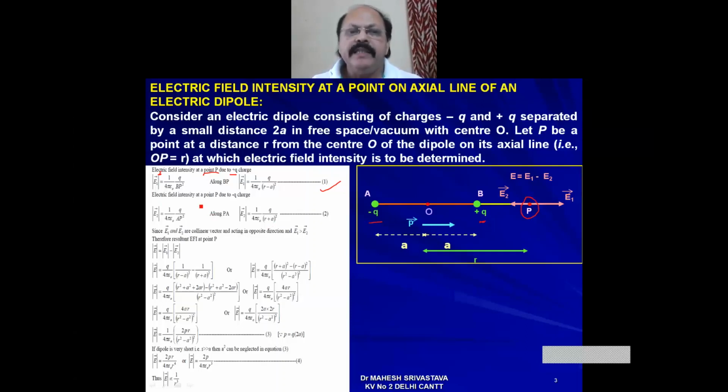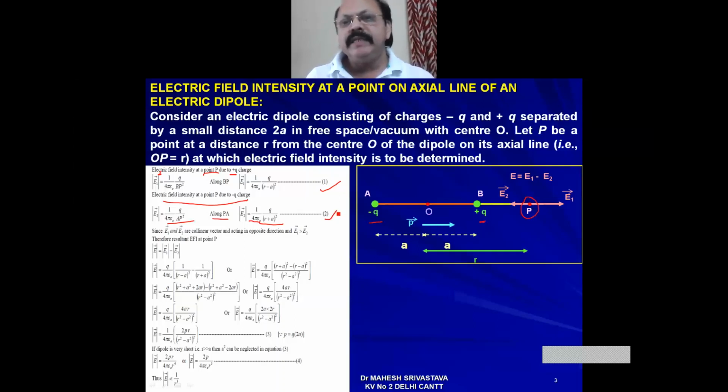Now electric field intensity at point P due to minus Q charge, which is |E2|, equals 1 upon 4 pi epsilon naught Q upon AP square along PA. Now there is an attractive force on the unit positive test charge because of the minus Q charge. So its direction is along PA. Now substitute the value of PA. Then the equation becomes |E2| equals 1 upon 4 pi epsilon naught Q upon (r plus a) whole square. Mark this equation number 2.